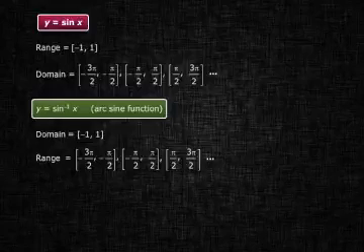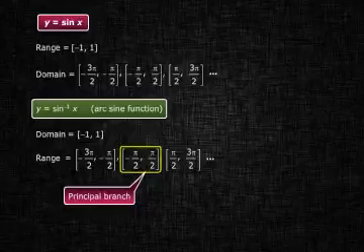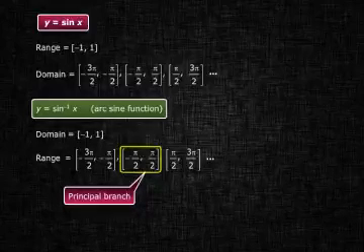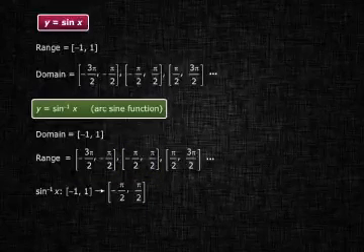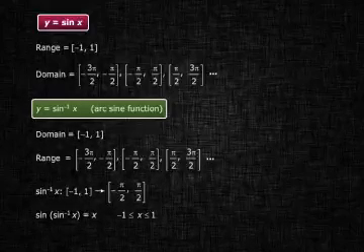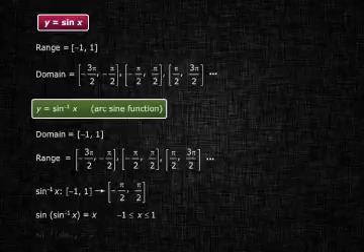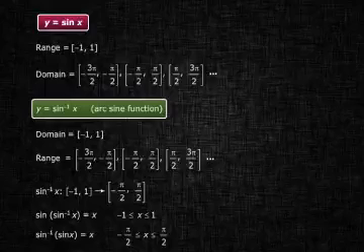Now the branch of the arcsine function with the range minus pi by 2 to pi by 2, this is known as the principal branch. And the other branches? Well, they are just branches. So we can also write it like this. And we also have sine of sine inverse x equals x, where -1 is less than or equal to x is less than or equal to 1. Or we have sine inverse of sine x equals x, where minus pi by 2 is less than or equal to x is less than or equal to pi by 2.